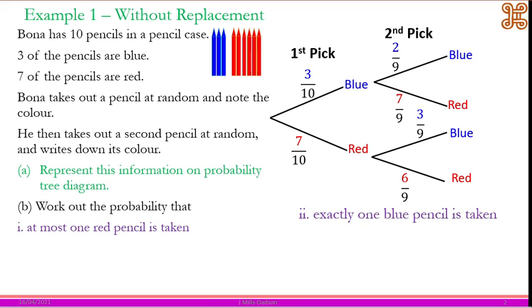So this is the only difference between a probability tree diagram with replacement and without replacement. When it's without replacement, you need to be careful with your second section of the diagram. Now let's label our work. So we have blue blue, blue red, red blue, and red red.